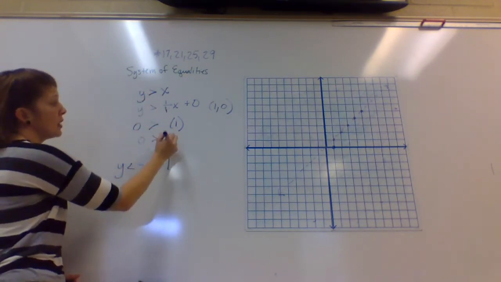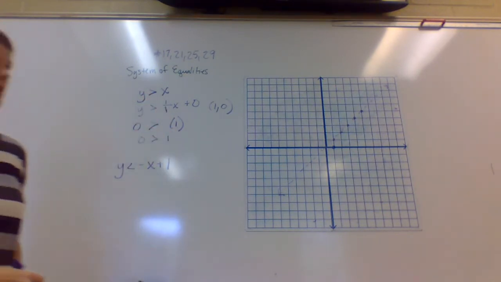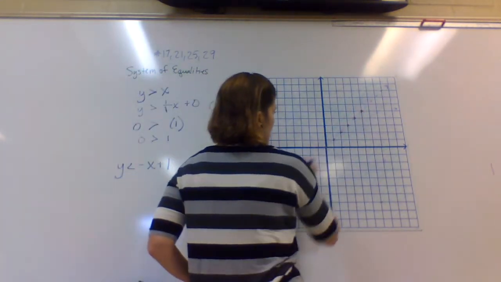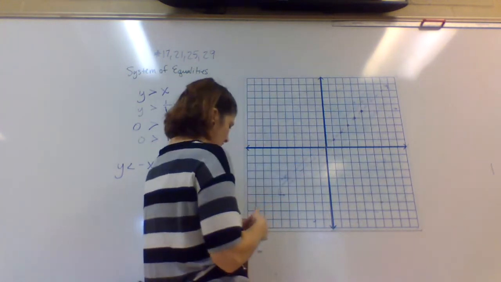But is 0 greater than 1? Nope, it is not. So the point that I chose should not be shaded. Instead, the other side should be shaded. Golly, that's not even a little bit writing.